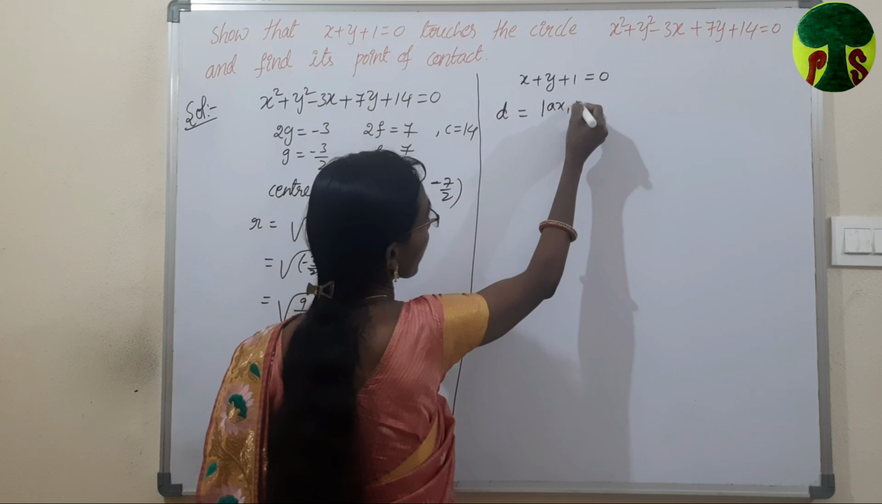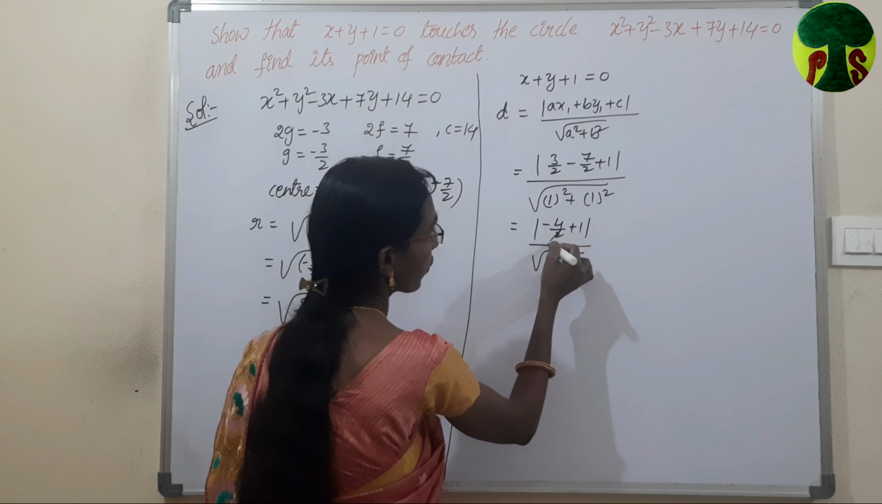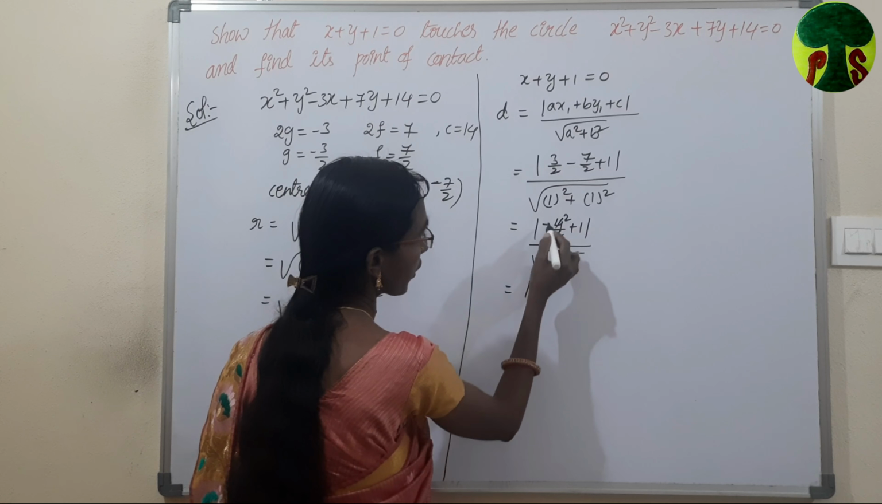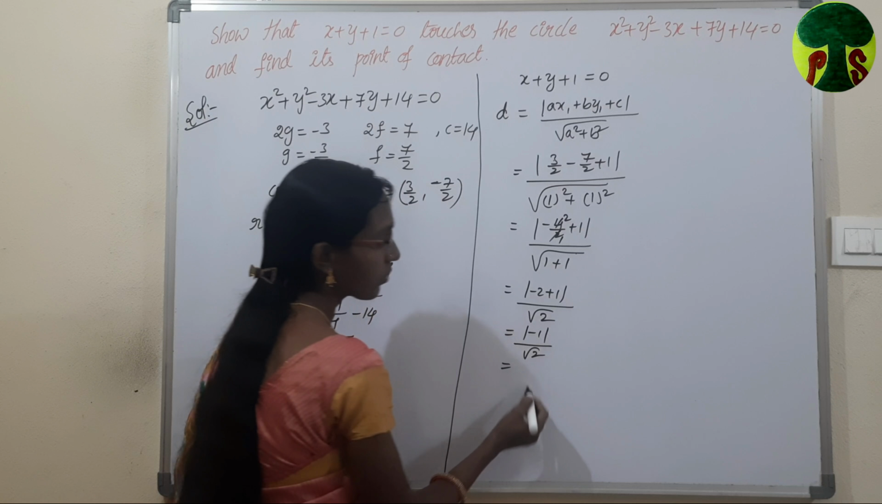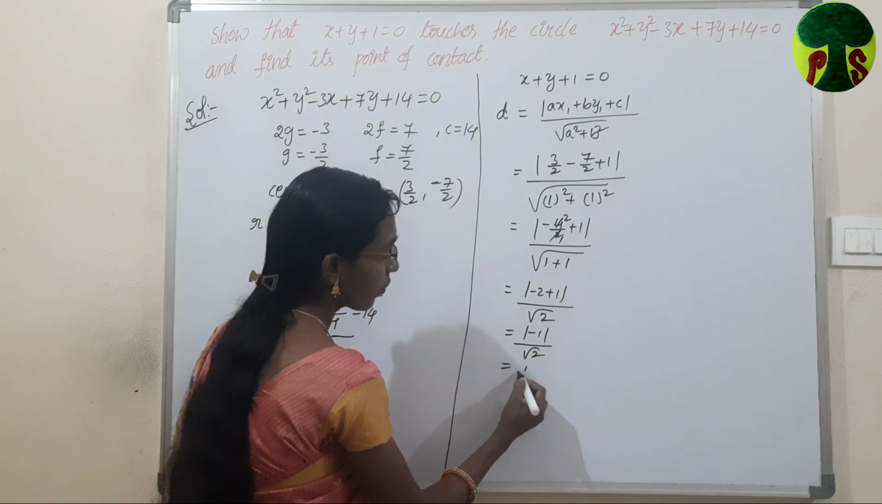So that equals modulus of 3 by 2 minus 7 by 2 plus 1 by square root of the value of a, the x coefficient, that is 1 square, plus the value of b, the y coefficient, that is also 1 square, which is equal to modulus of 3 minus 7 minus 4 by 2 plus 1 by square root of 1 square value is 1 plus again 1 square value is 1. 2 1s, 2 2s, which is equal to modulus of minus 2 plus 1 by square root of 1 plus 1 is 2, that equals modulus of minus 1 by square root of 2. Modulus of minus 1 is plus 1 by square root of 2.